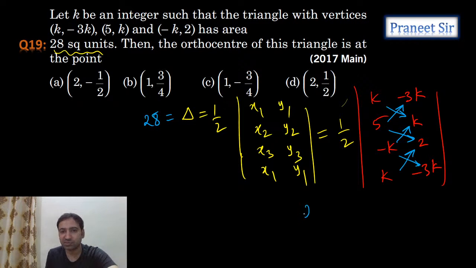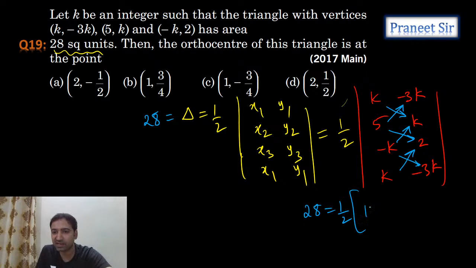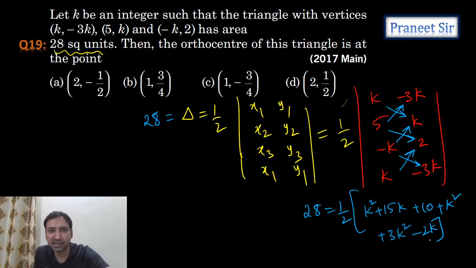If we equate this, we get 28 is equal to 1 by 2 times k square plus 15k, plus 10 plus k square plus 3k square minus 2k. From this we can calculate the k value, guys. So when we cross multiply and simplify this, let's see what we get.